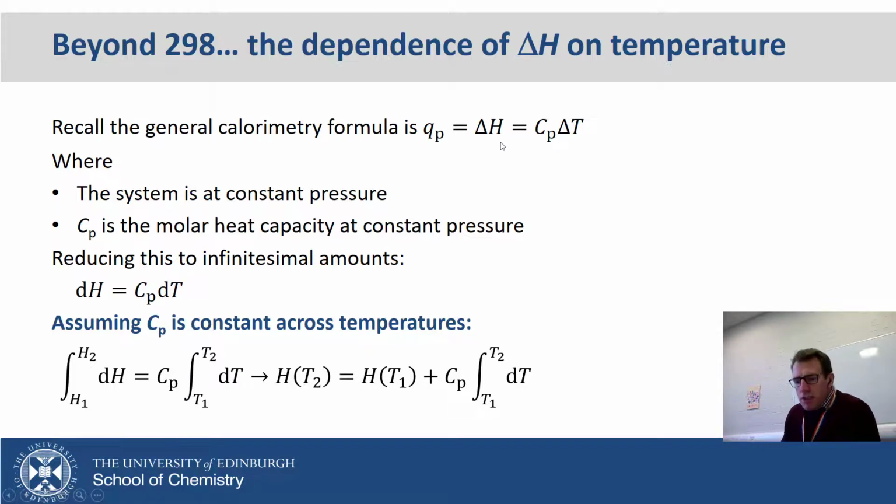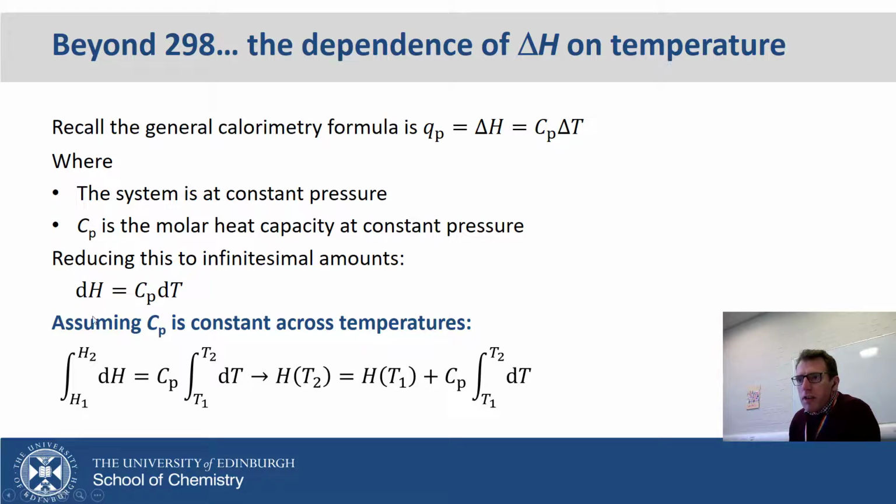So if we reduce this to infinitesimal amounts, that means instead of writing delta H is equal to C delta T, we say dH, the derivative, dH is equal to C dT. And because we will assume the heat capacity is constant across temperatures, not a great assumption, but nevertheless we will assume that, we can then integrate.